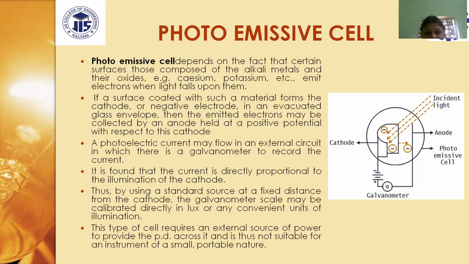So here you can see cathode and anode are present, light is incident upon the cathode, and a photoemissive cell is present here, and a galvanometer is connected to record the current. So current is directly proportional to the illumination of the cathode. Thus, by using a standard source at a fixed distance from the cathode, the galvanometer scale may be calibrated directly in lux or any convenient units of illumination.